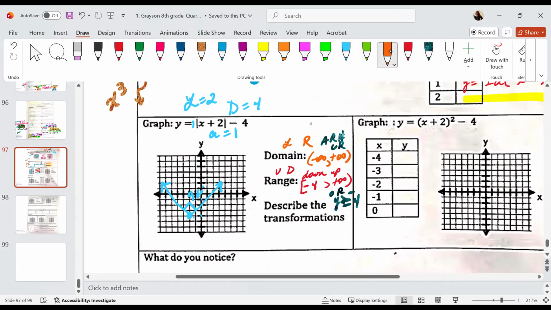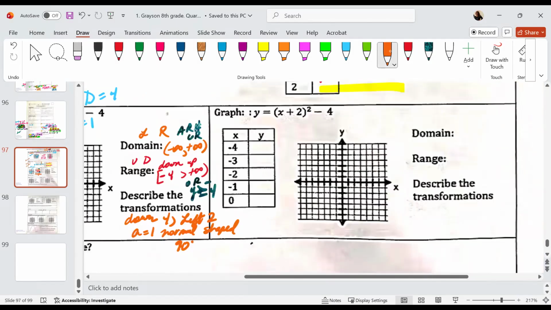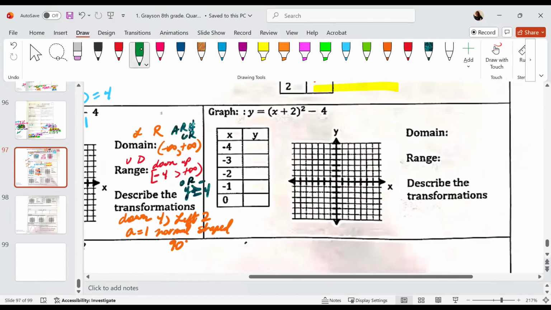Describe the transformation. You just simply say down 4, left 2, and a equals 1. So it's normal shaped, 90-degree. Does that make sense? Do you remember talking about this? I'm pretty sure you remember how to do this. You probably have this in your notes somewhere for quarter 2, right? All right, next one. Is this your quarter 2? Yeah, it is. I'm just reviewing it right now.